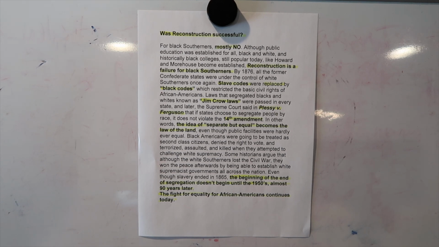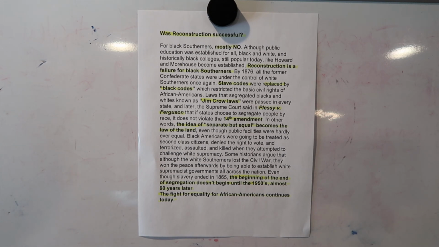Slave codes that were around before the Civil War were replaced by black codes, which restricted the basic civil rights of African Americans. Laws that segregated blacks and whites, known as Jim Crow laws, were passed in every state, and later the Supreme Court said in Plessy versus Ferguson, we did study that court case, that if states choose to segregate people by race, it does not violate the 14th Amendment.